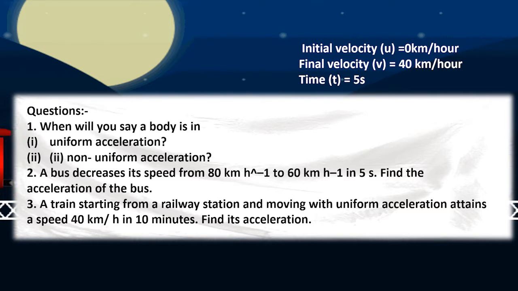Answer 2. Initial velocity u is 80 km per hour. Final velocity v is 60 km per hour. Time t is 5 seconds. Acceleration is v minus u by t equal to 60 minus 80 by 5 equal to minus 4 meter per second square. Answer 3. u is 0 km per hour. v is 40 km per hour. t is 600 seconds. Acceleration a equal to v minus u by t equal to 0 minus 40 by 600 seconds equal to minus 0.06 meter per second square.